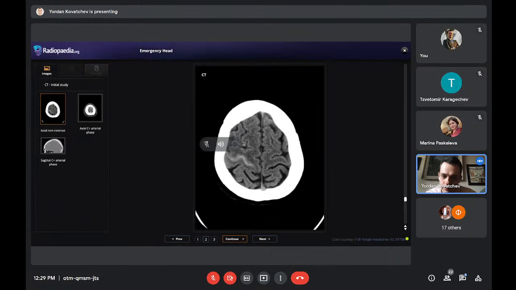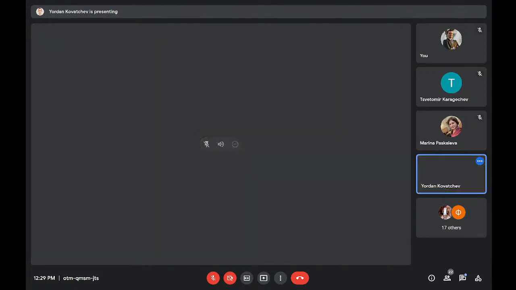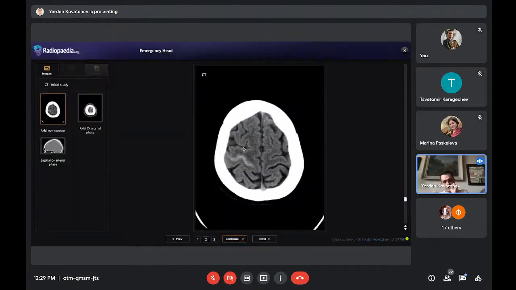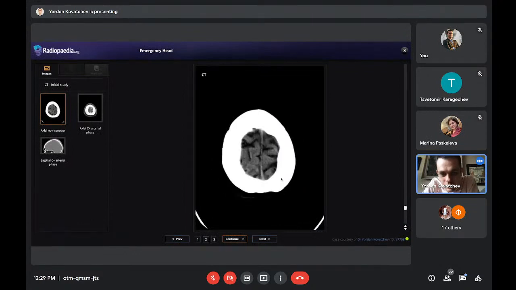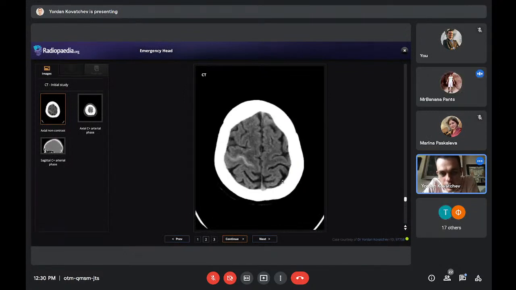There is no effacement of the sulci. And it's something that I've showed you already. So think about it just for a second. There is no midline shift, but, and it's really discrete, so don't worry if you don't guess it. Blood is in the central sulcus? Yeah, that's right. This is subarachnoid hemorrhage. Yes, exactly. You're correct. This is subarachnoid hemorrhage in the central sulcus.